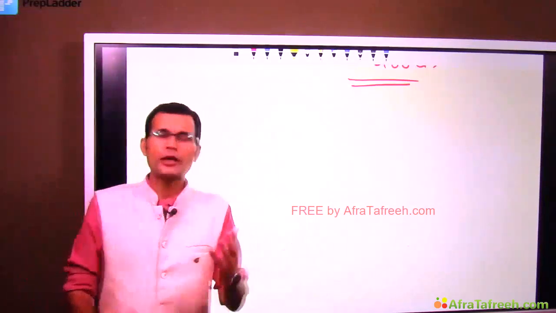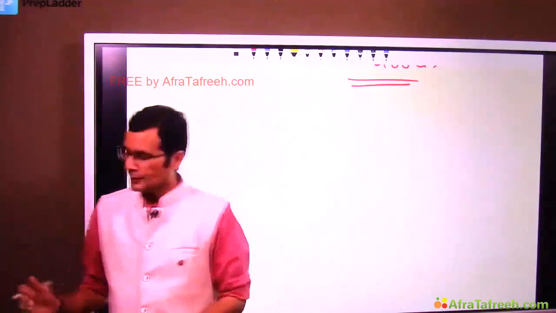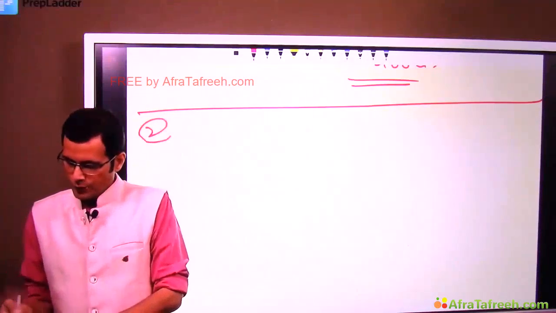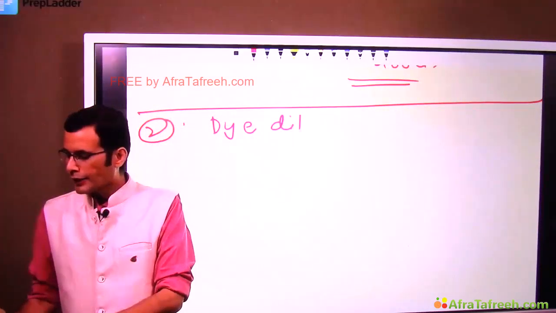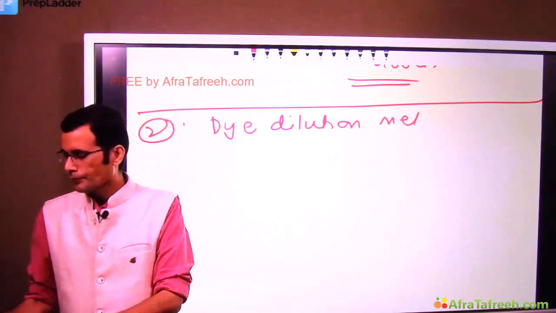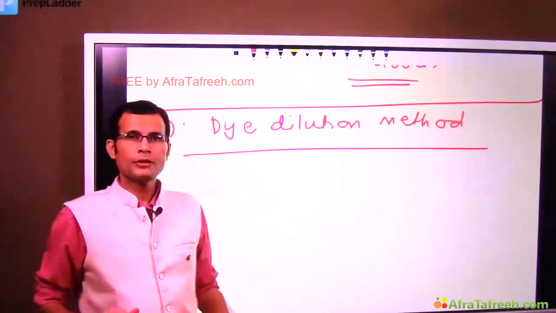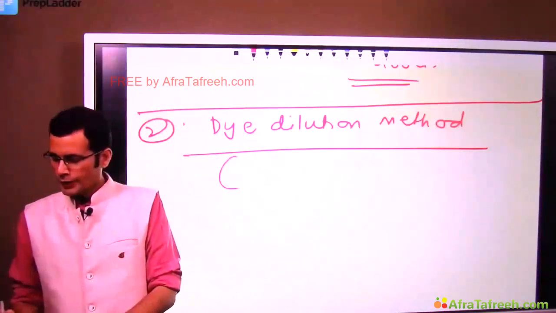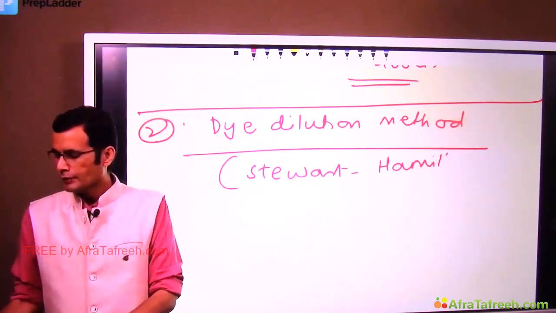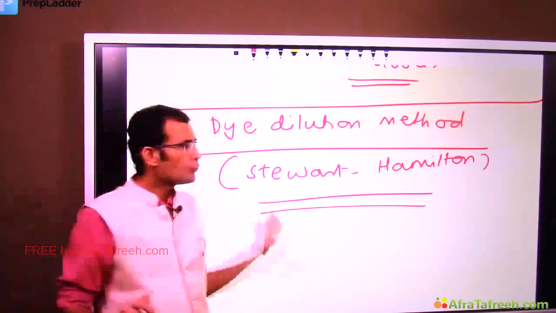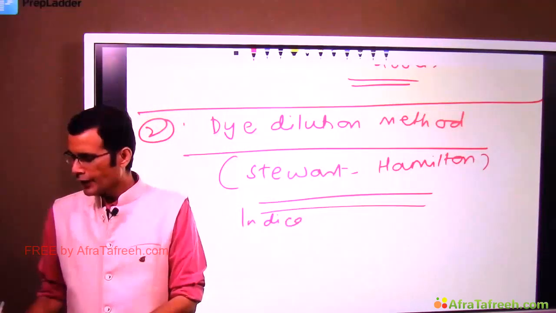By this method you get the cardiac output in ml per minute, and then you can convert it into liters per minute. Second method, the dye dilution method. We have already discussed it in the first chapter, body fluid compartments. It's based on the Stewart-Hamilton, sometimes called the Stewart-Hamilton dye dilution technique. It can also be called the indicator dilution method.